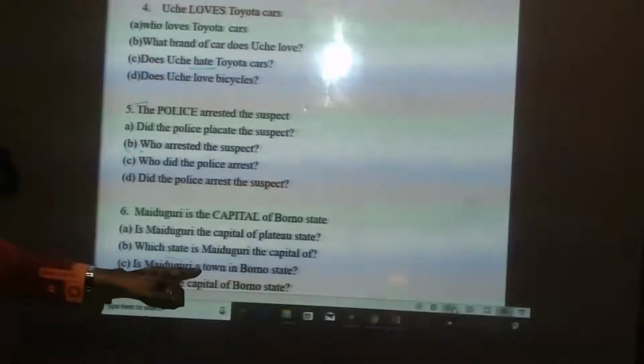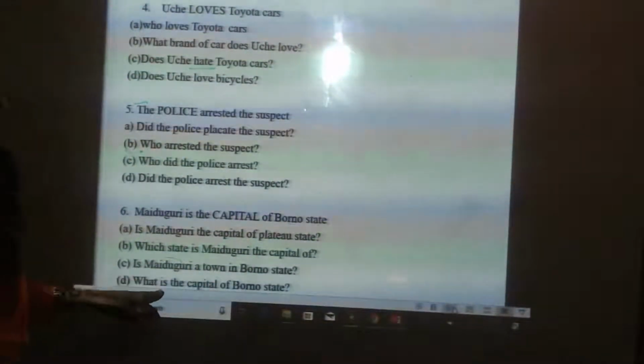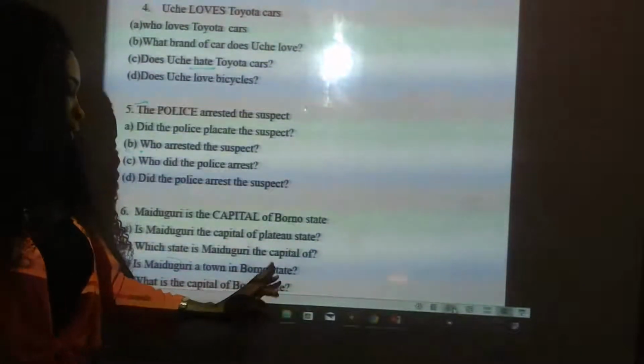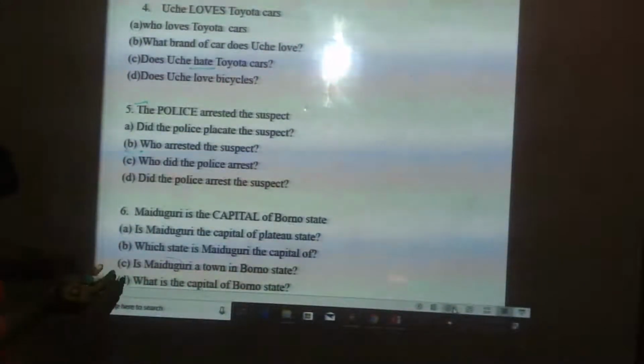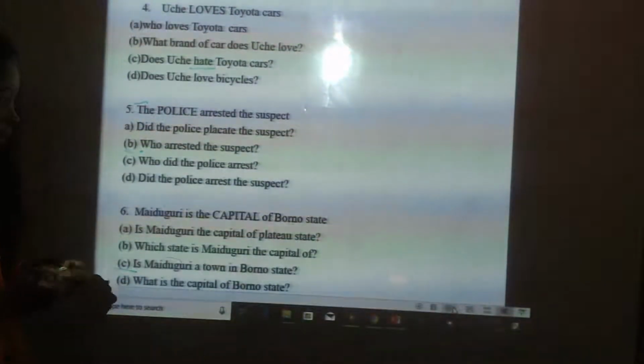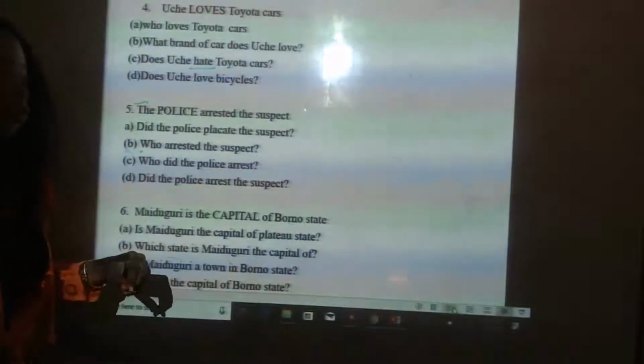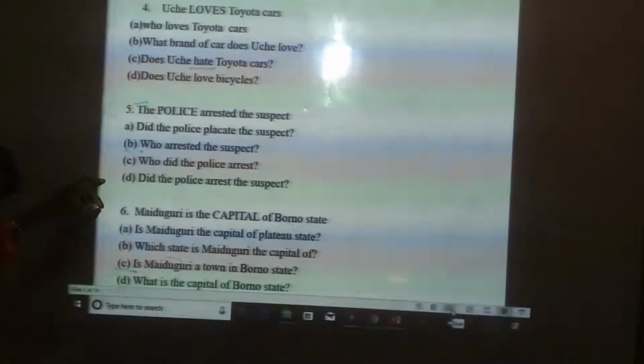C, is Maiduguri a town in Borno State? D, what is the capital of Borno State? Therefore, the right option is C. Why? Because town contradicts capital, which is the emphasized word in the sentence.